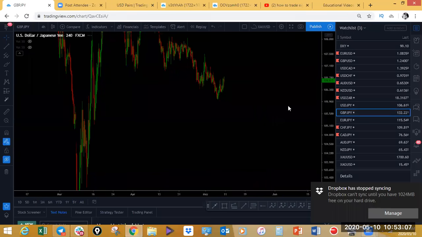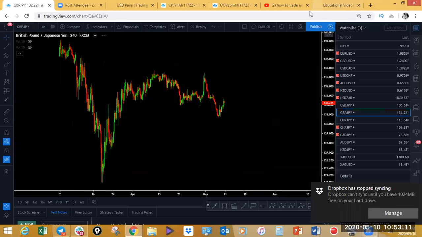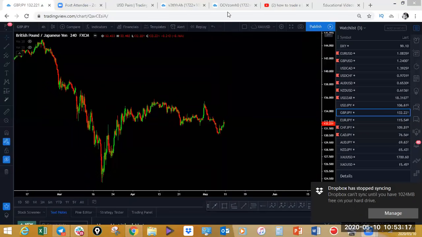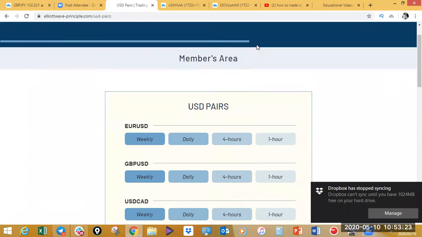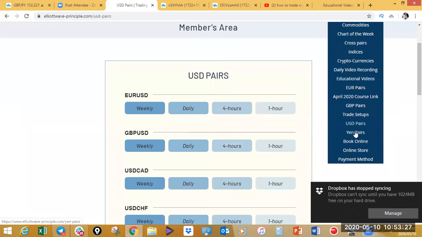Pound yen. Let's look at pound yen. I'm going to look at this one from the forecast on the site. Look at the index from the website. I want to look at the yen pairs. Let's look at the yen pairs.